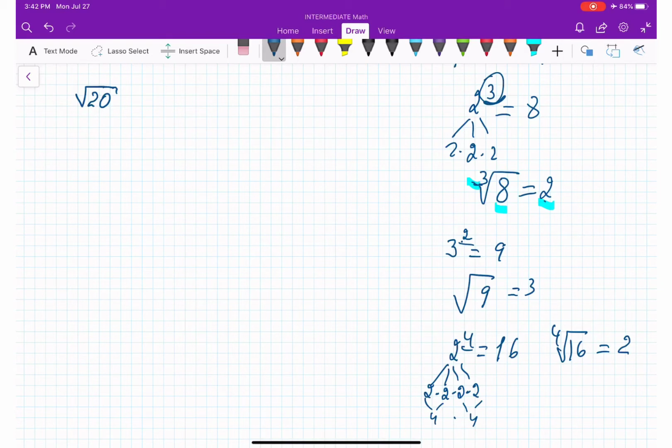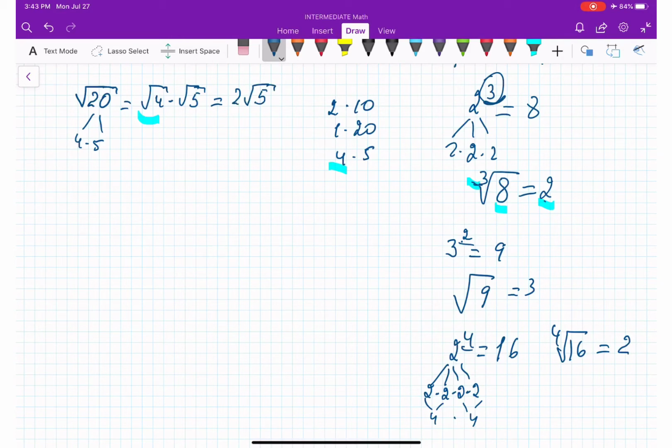Okay, 20 I can break down into factors like 2 times 10, right? 1 times 20, 4 times 5. Do you see any number that you know has a square root? I do see 4 here. So I'm breaking down into the factors 4 and 5, which is going to be square root of 4 times square root of 5. Square root of 4 is going to be 2, and 5 is staying like that. What does that mean? 2 times square root of 5.